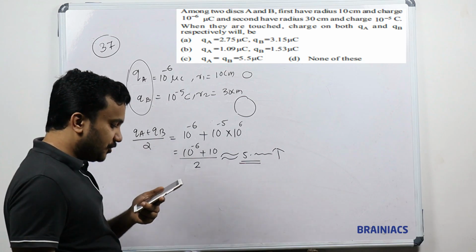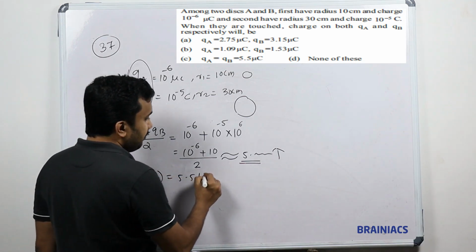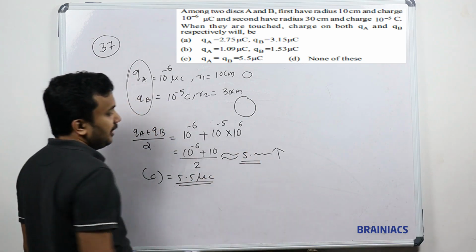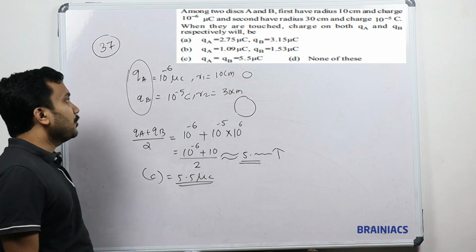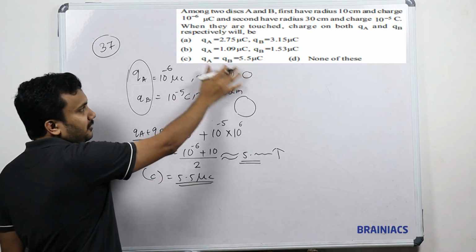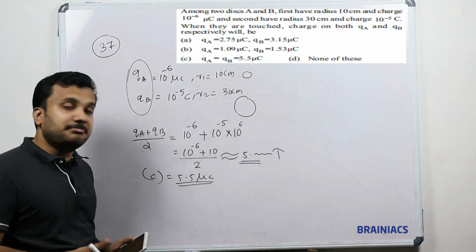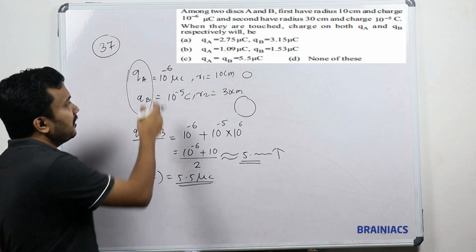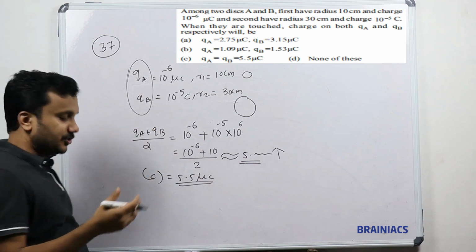QA, option A will not, option B will not, option C will come. Option C will be equal to 5.5 microcoulomb. This is an approximate value I have written. If you solve it, you will get the correct value of 5.5 microcoulomb. So the concept doesn't depend upon the ratio of the radius, or which is bigger or smaller. Ultimate aim is what is the charge, and the charge divided by 2 is each of the contributions.